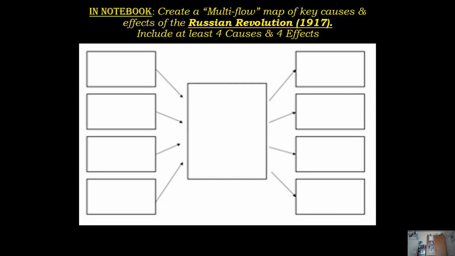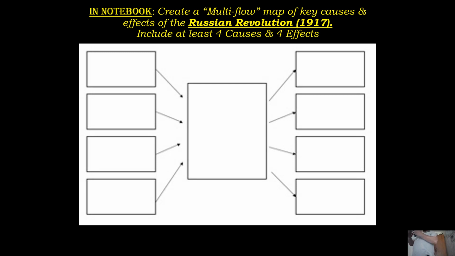Your chief goal today through this PowerPoint is to create a cause and effect chart, okay? I have it here in the form of a multi-flow map. It doesn't have to look exactly like that, but if you wanted to, that is perfectly fine, because a multi-flow map is essentially just a fancy cause and effect chart, where you put causes on one side, effects on the other, and then the Russian Revolution in 1917 in the middle. Pretty much all of the notes that you're going to take, you could shape in some way into this cause and effect chart.